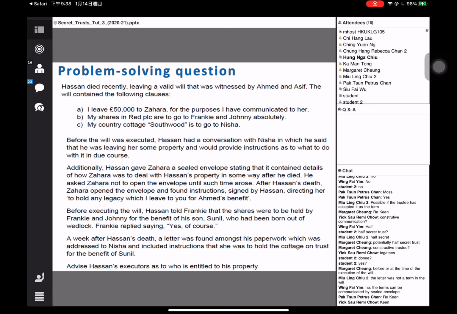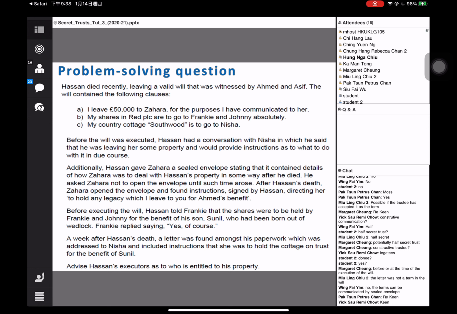So we can say that handing over the envelope with the terms, and again, assuming that she knew that the terms were inside the envelope and she agreed to dispose of the property in accordance with those terms, then yes, we're okay. We would have then constructive communication. Okay.